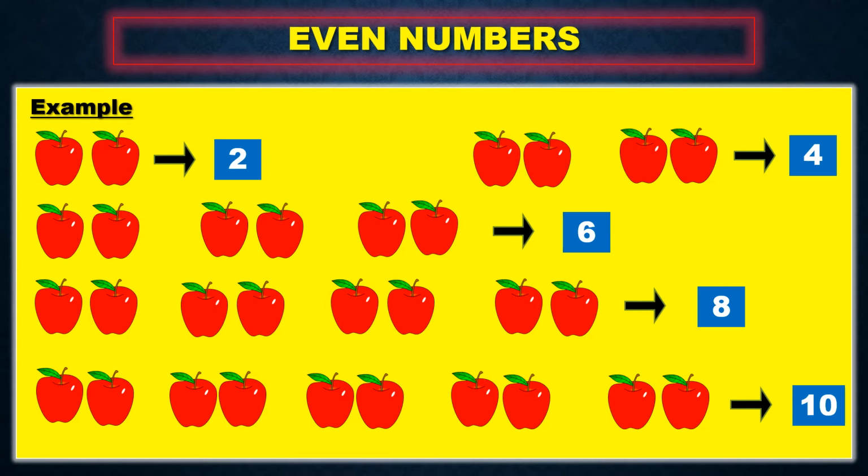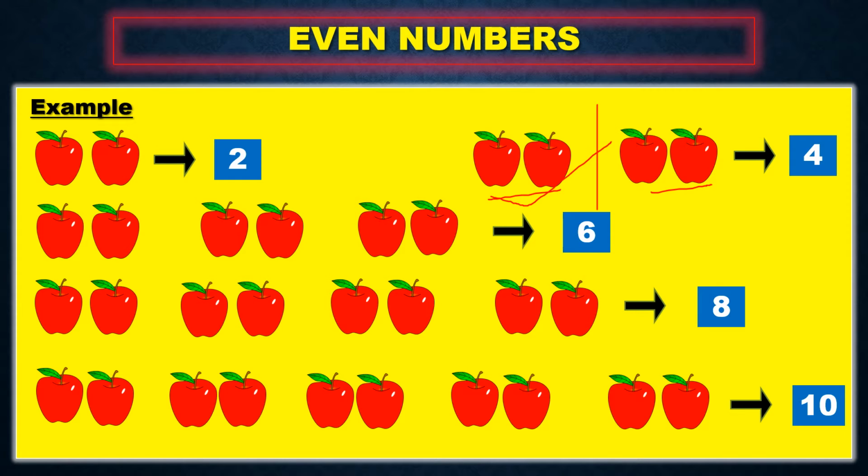Let me suppose 5 apples are there. Here it is 1 apple, here 2, here 3, 4, and there is 1 apple left behind. So when I am pairing this, if one more apple is left behind, then this number is not an even number. Even numbers means when you are grouping them, they should be evenly distributed.